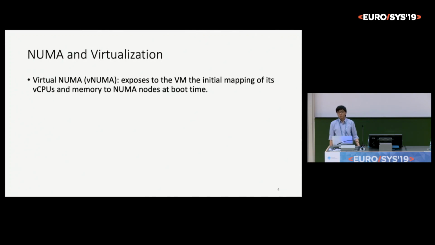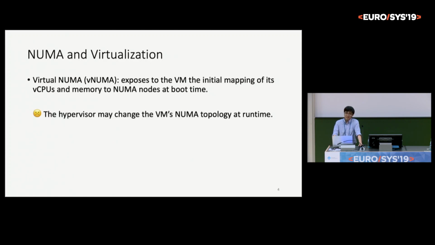The second approach is called virtual NUMA, or vNUMA for short. In this approach, the hypervisor exposes a NUMA topology to the VM. This topology corresponds to the initial resource mapping of VCPU and memory on physical node. For example, if the VM uses two physical nodes, the guest OS will see it has two NUMA nodes with the corresponding amount of CPU and memory on each physical node. So with vNUMA, application can now use their own NUMA policy.